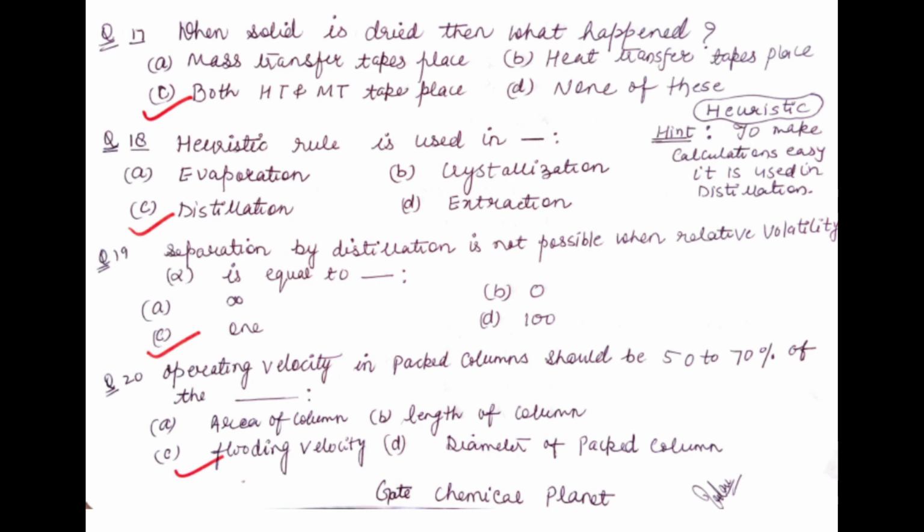Question number 18 is: heuristic rule is used. So where is the heuristic rule used? Here I am giving the hint also. Okay, so the heuristic rule is used to make the calculation easier in distillation. So to make calculation easy, it is used in the distillation process. Okay, so the heuristic rule is used in distillation. It is not used in evaporation, crystallization, or extraction. It is used in the distillation operation.